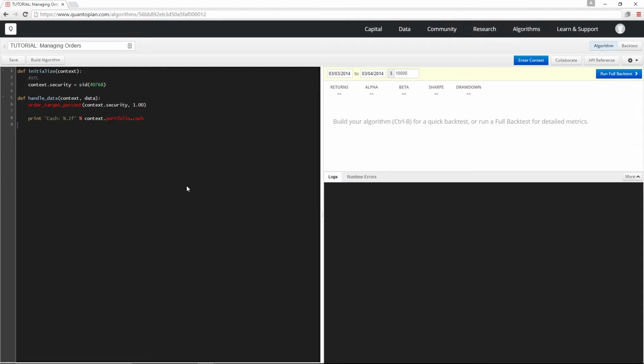All right, let's take an example of a relatively illiquid security, XTL. In front of me, I have an algo that uses order target percent to rebalance our portfolio to be 100% long in XTL each minute. It also prints our cash at the end of each minute by using the cash property of the portfolio object. So I'm going to go ahead and build my algorithm.